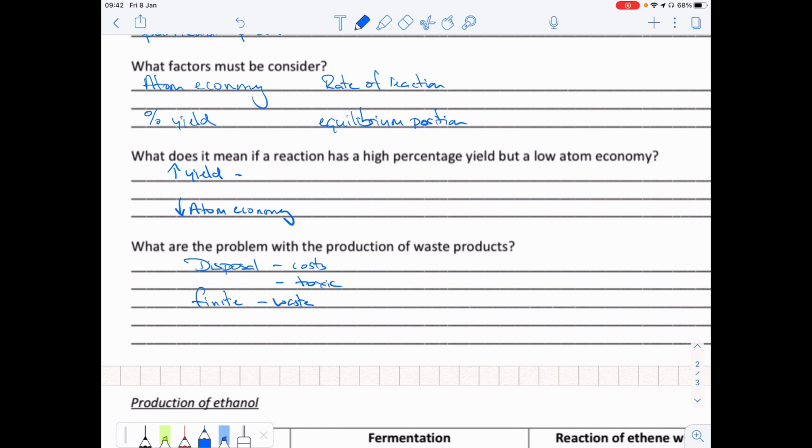We want to make sure that as much of those resources end up in a useful product, and if we have waste products, then that's definitely potentially creating the waste that we don't want. In the next bit, we're going to look at an example of this using the production of ethanol.